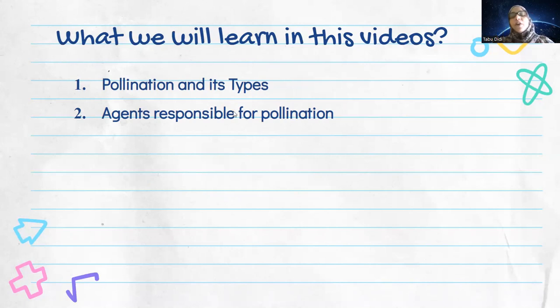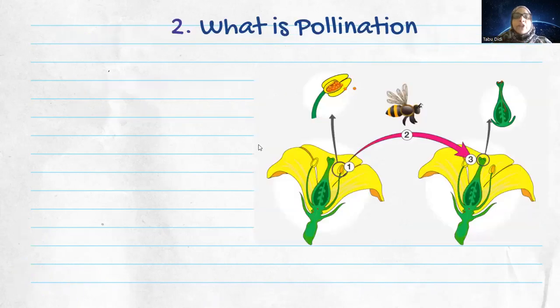Whenever we talk about sexual reproduction, make this thing clear in mind that after pollination, the plant will reproduce. Okay, so pollination is a very important key factor for sexual reproduction happening in most of the angiosperms that we are discussing throughout this chapter. So let's first define what is pollination.